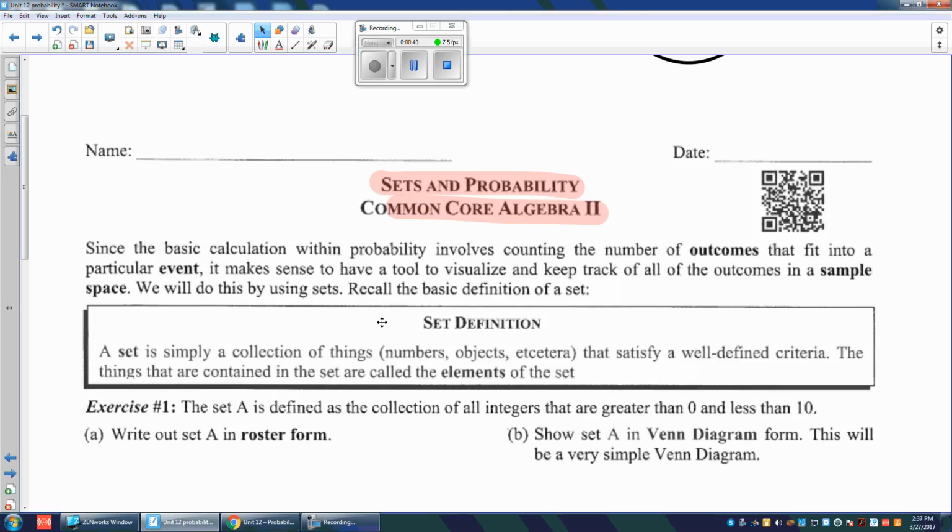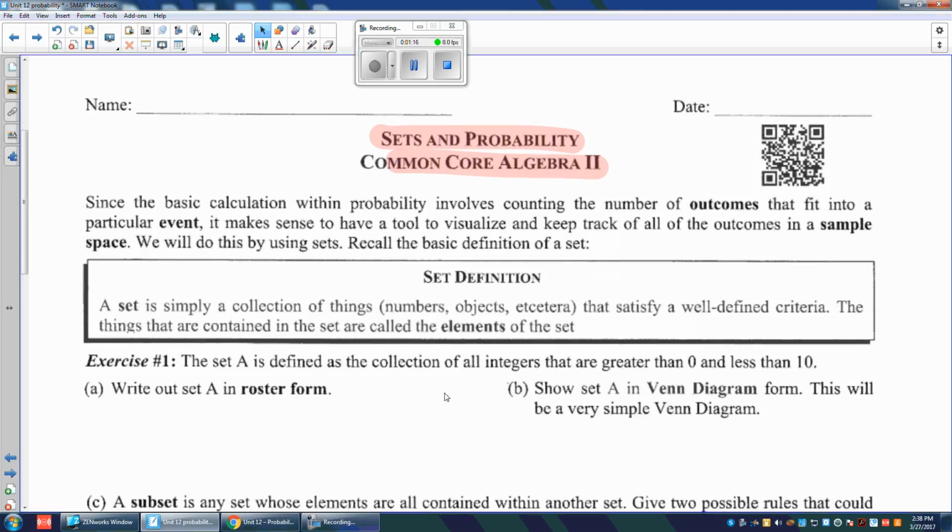Recall the basic definition of a set. A set is simply a collection of things. You can have numbers, you can have objects like balls and bats and erasers, etc. They satisfy a well-defined criteria, all things that are round: balls, planets, spheres. The things that are contained in the set are called the elements of the set.